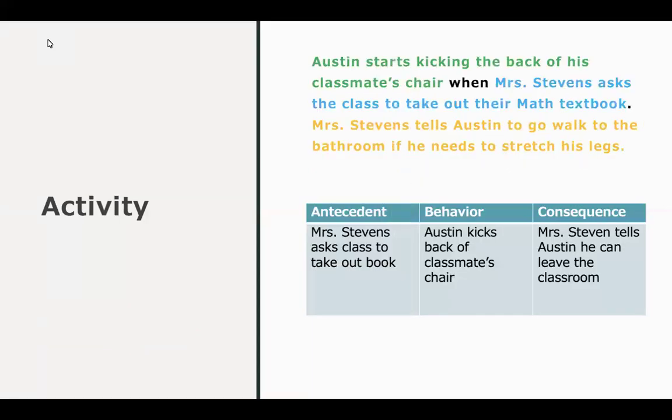So let's look at that in our chart so we can better visualize it. The teacher asks the student to do something. What does he do? He kicks his chair. Then how does she respond to that? She tells him to leave the classroom and essentially forget about the work that he needs to do.